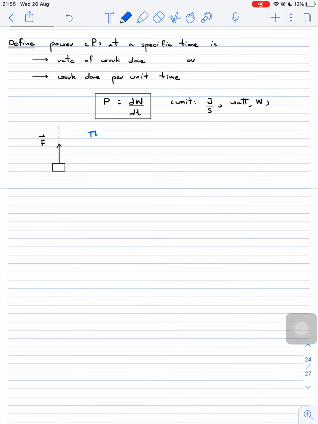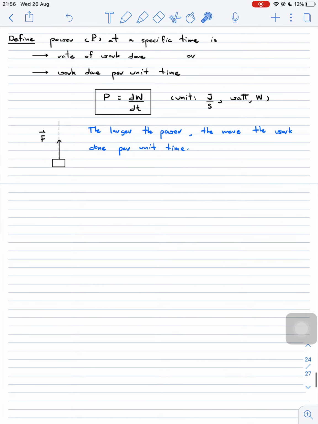The larger the power, the more the work done per unit time. So this is the physical meaning of the power.